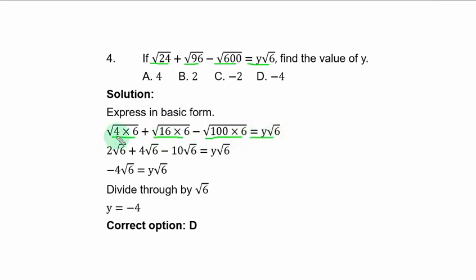Root 4 becomes 2, so you have 2 root 6 plus root 16 is 4, so 4 root 6, minus, for 100 the root is 10, so you have minus 10 root 6 equal to y root 6. Because the surds are alike on the left hand side, if you add 2 plus 4 you have 6. 6 minus 10 is minus 4, so you have minus 4 root 6 equal to y root 6. Divide through by root 6, you have y equal to minus 4. D is the correct option.